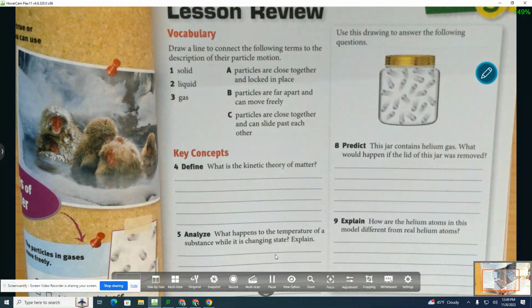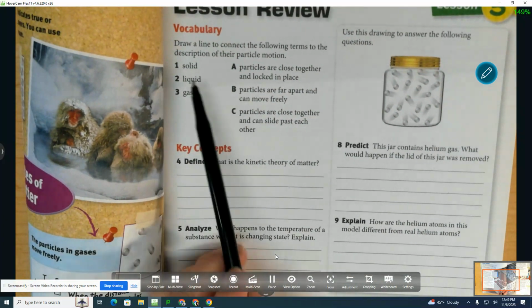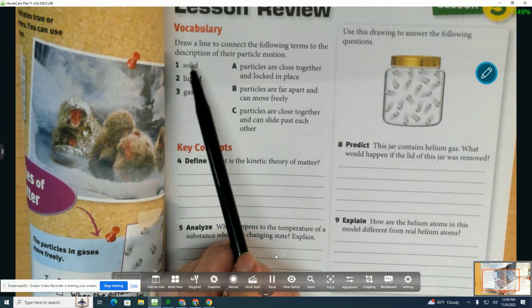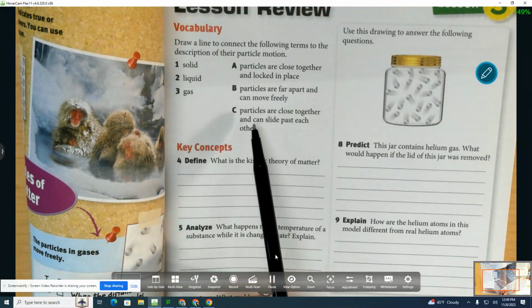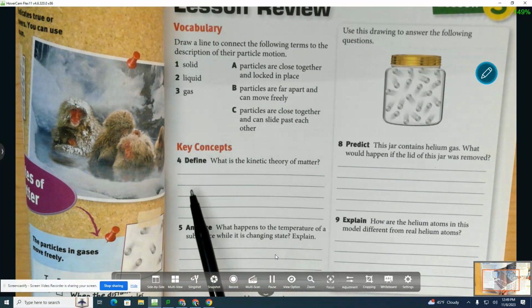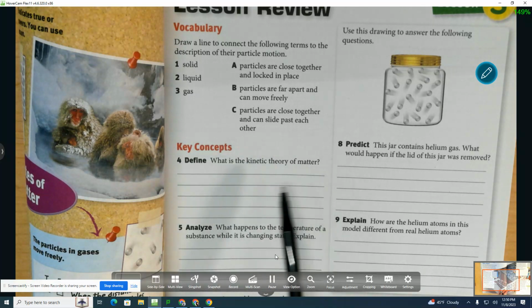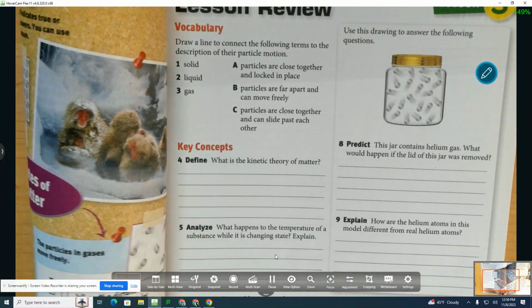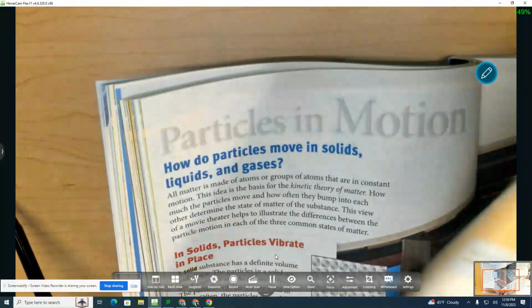So the lesson review is vocabulary. Number 1, 2, and 3 are vocabulary. Solids, you have to find the definition. Liquids, what definition is it? And gas. Then what is the kinetic theory of matter? You can go back into the section and find the kinetic theory of matter. It is going to be right at the beginning, and you will find that definition right on page 66. Okay?